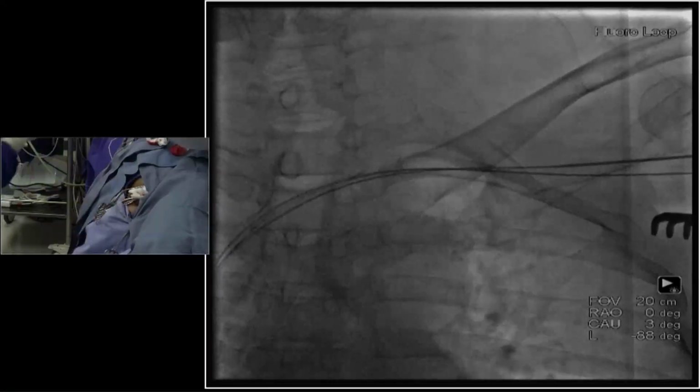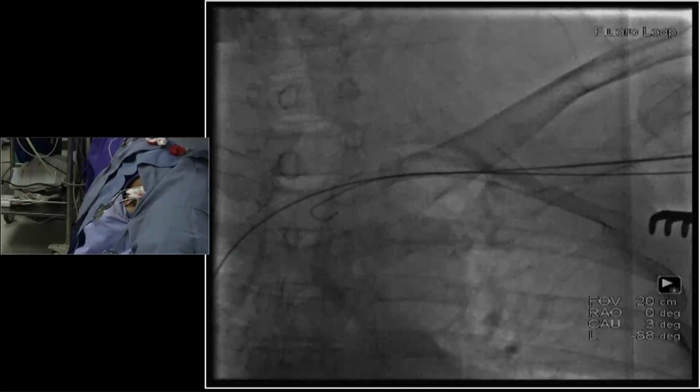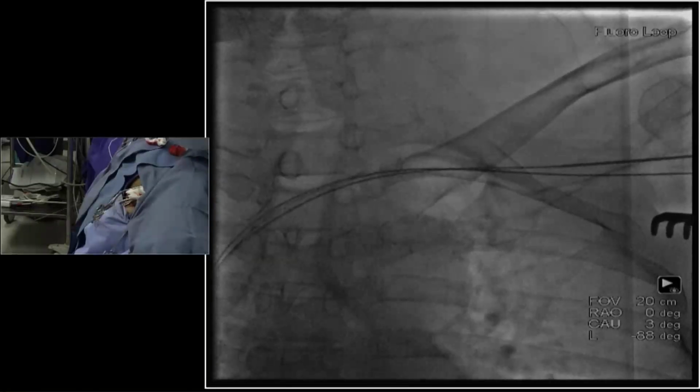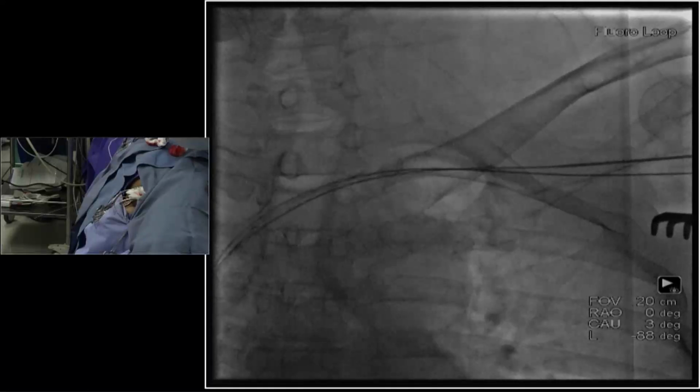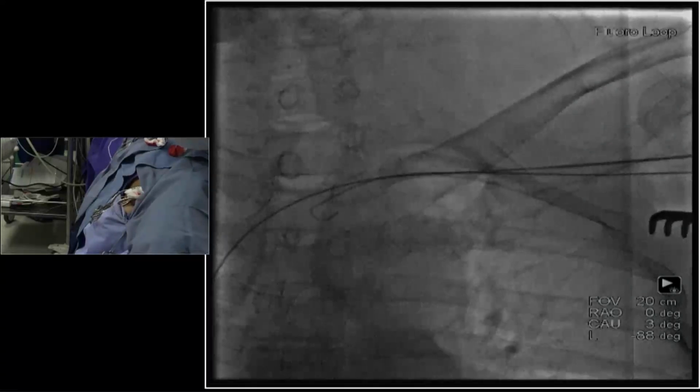Anything else, Narasimhan sir? Want to add anything? Yeah, that's good. These things are important because this prevents a lot of late complications. Yes, sir. Nice.